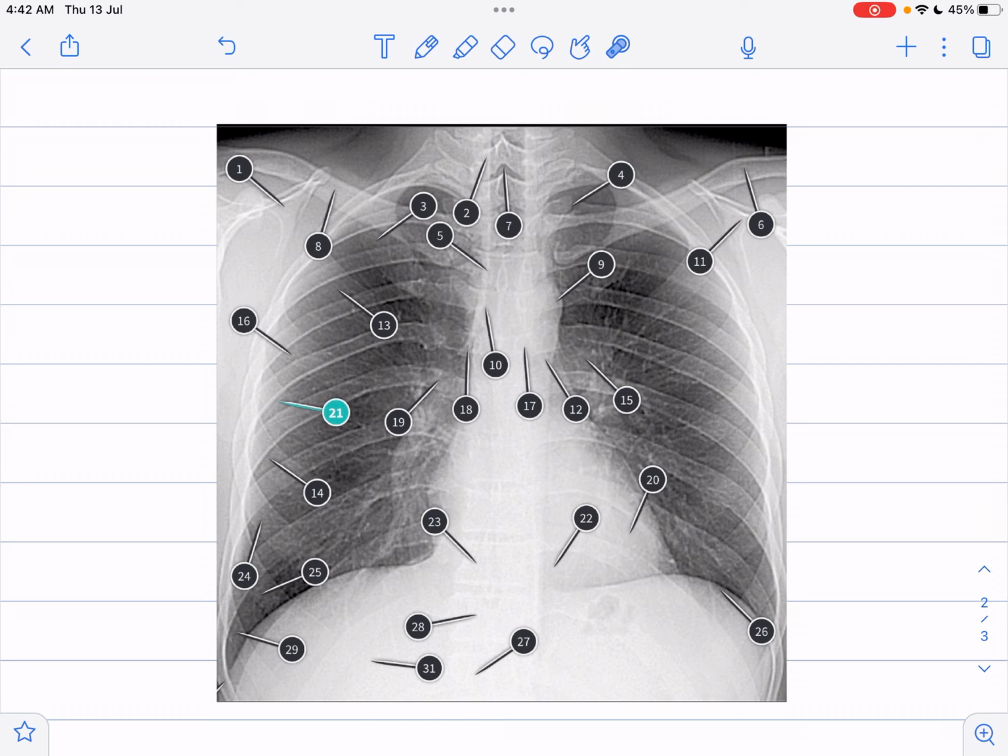So I hope you guys have understood something. It was just a brief introduction on the different structures present on the chest x-ray that a person should know. In the next video I'll tell you in detail about how to read a chest x-ray.